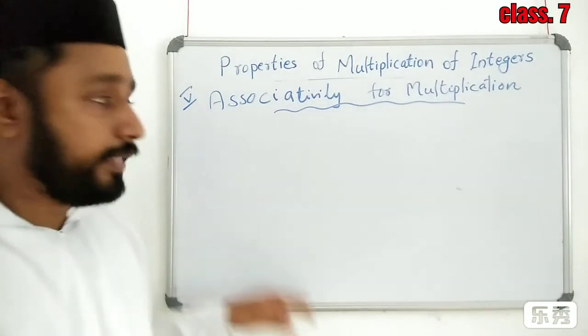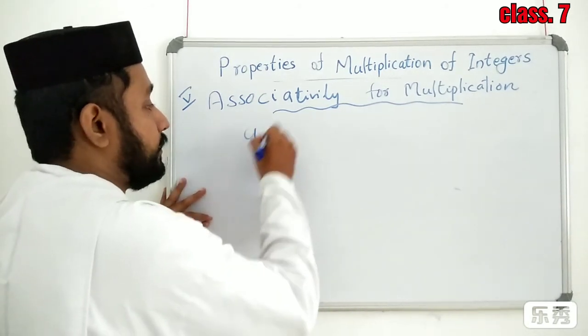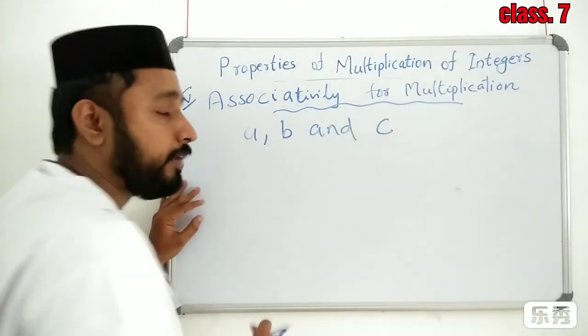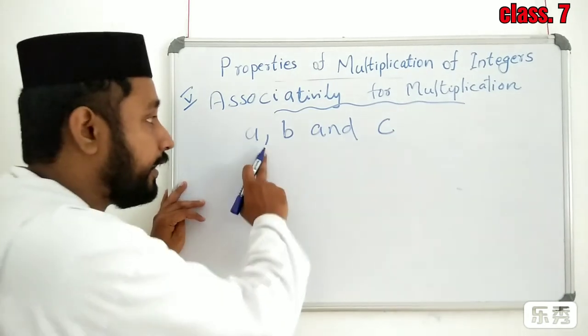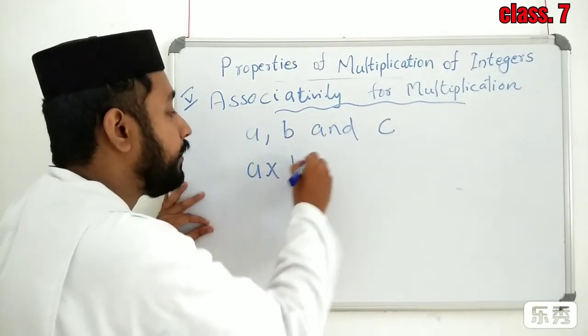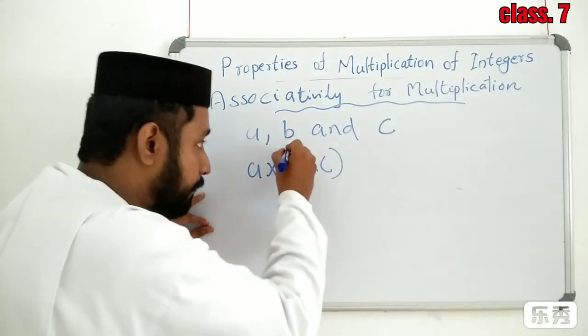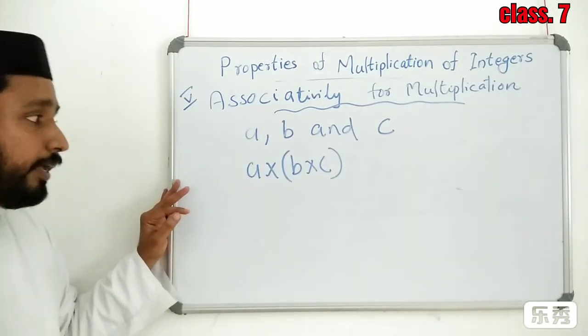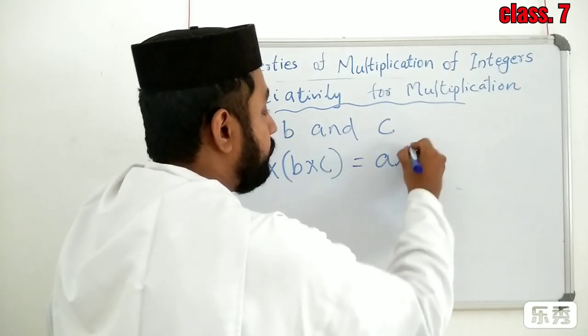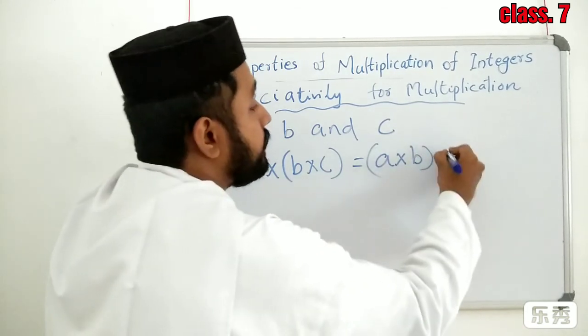In general, we can say that for any 3 integers a, b and c, if I put the bracket here, a into b, into c, it is equal to a into b, with the bracket here, then c.